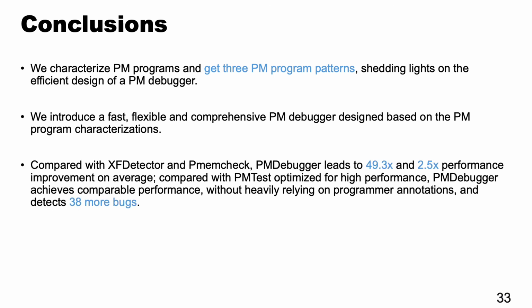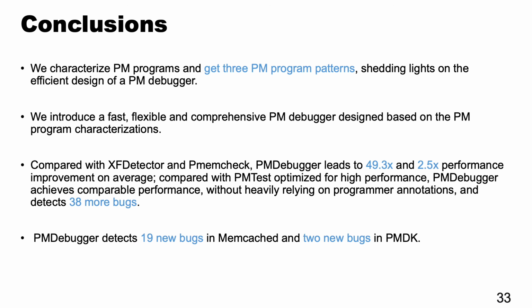As a result, compared with XFDetector and pmemcheck, PM Debugger leads to 49.3 times and 2.5 times performance improvement on average. Compared with PMTest, optimized for high performance, PM Debugger achieved comparable performance without heavily relying on programmer annotations and detects 38 more bugs.